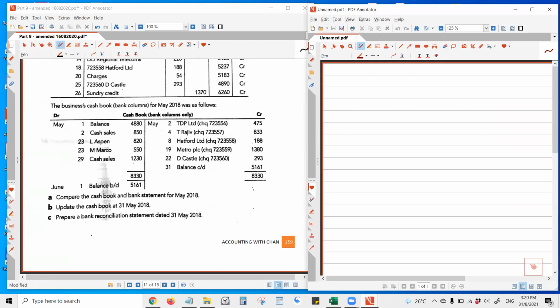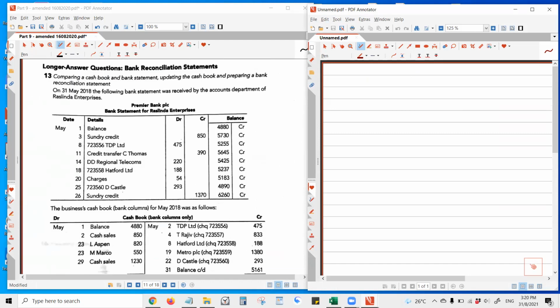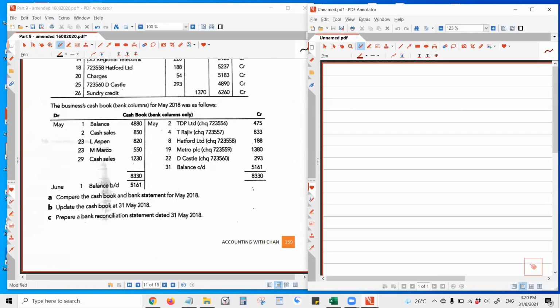This is the simplest kind of question for bank reconciliation. You have been given A, B, C requirements. A is asking you to compare cash book and bank statement. Usually this line would not be given in the exam, because naturally we should know that we have to compare. Usually the exam would just ask you to do the B and C. Let's read the B and C.